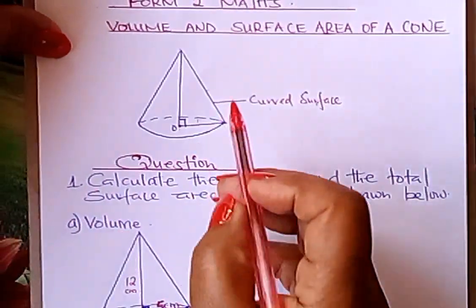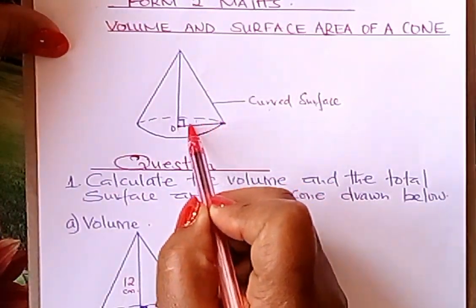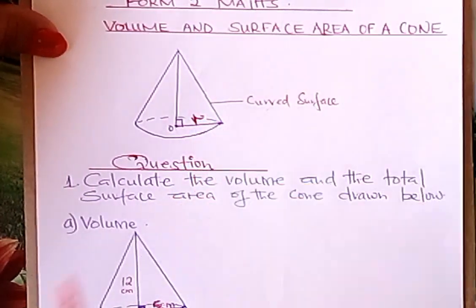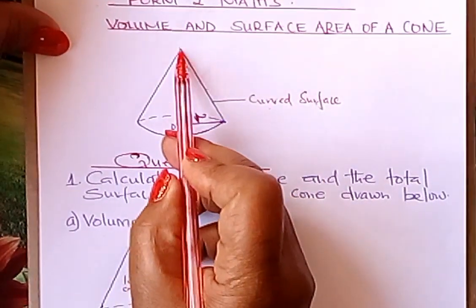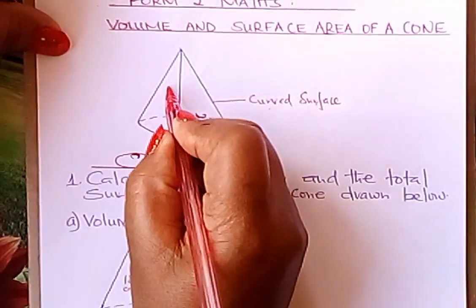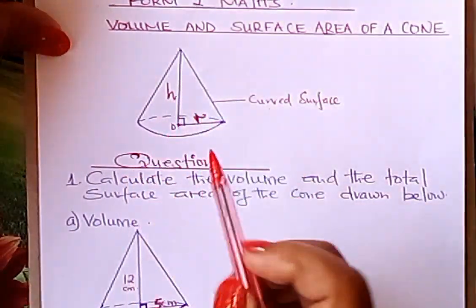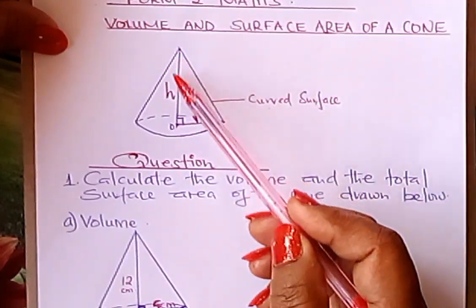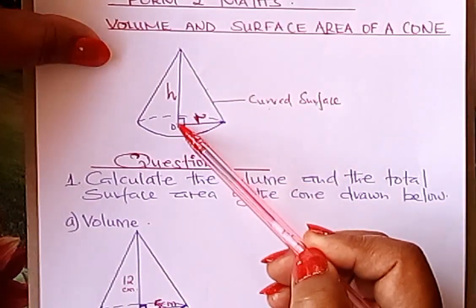Then we also have what we call the radius. This one here, learner, is called the radius of our cone. And this height here is called the height of our cone. This perpendicular height here, which is perpendicular to the radius, is called the height of the cone.